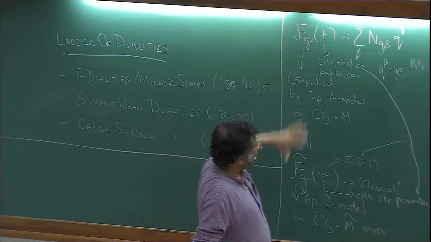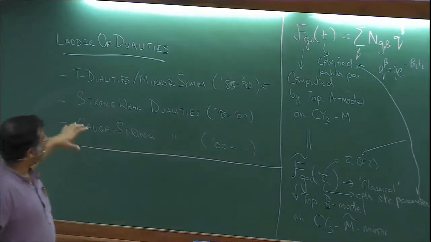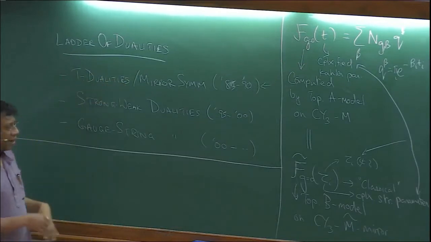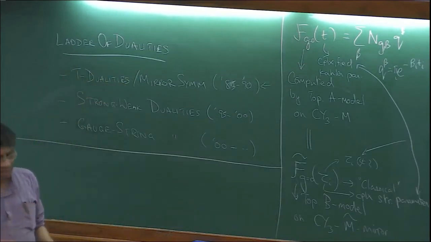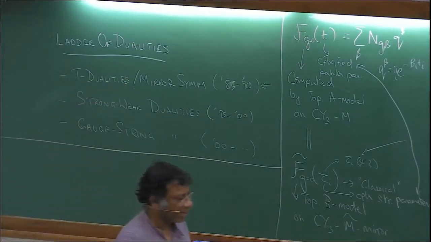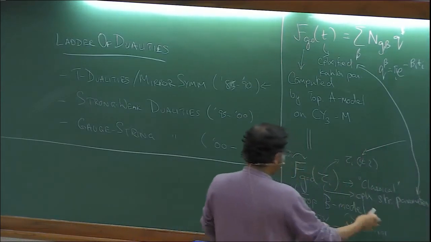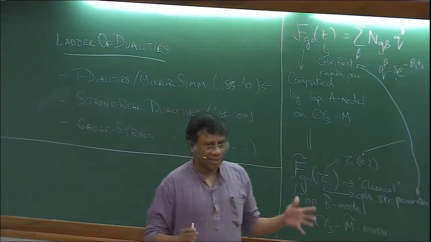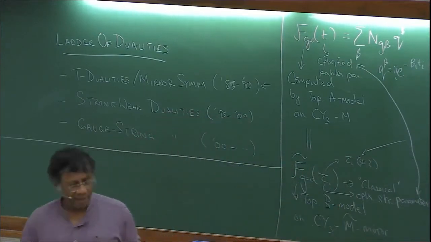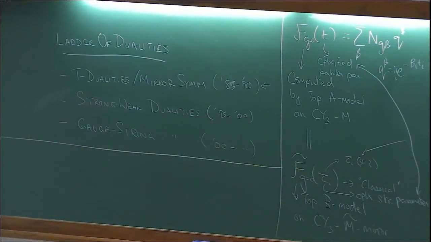So this is the statement that, remember I motivated T-duality, that string theory sees a circle of radius r and a circle of radius 1 over r in the same way. Similarly, string theory sees a Calabi-Yau and its mirror in the same way, which is why you have this equivalence.